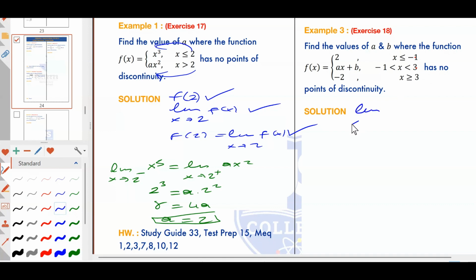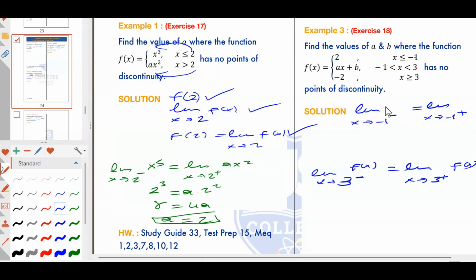So we are going to check the limit as x approaches -1 from the left, and the limit as x approaches -1 from the right. We set the right and left sided limits equal to each other for -1. We will also do the same for number 3. The limit as x approaches 3 from the left should be equal to the limit as x approaches 3 from the right. Right? So we are going to do this for both of the boundary numbers. Let's do that one by one.